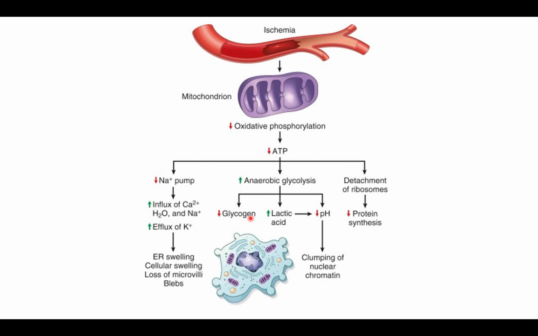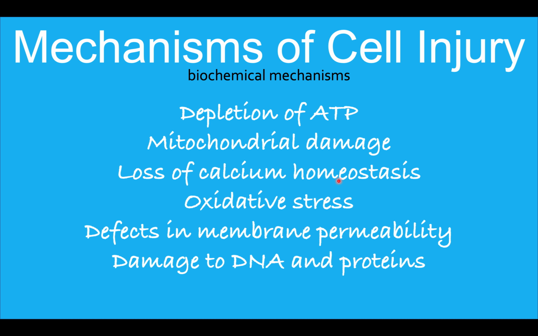Lactic acid is then decreasing the pH inside the cell, which can cause clumping of the chromatin, which you can see in the cell. And then lastly, the decreased ATP will cause detachment of those ribosomes, which is going to negatively impact protein synthesis. So all of these are negative effects.